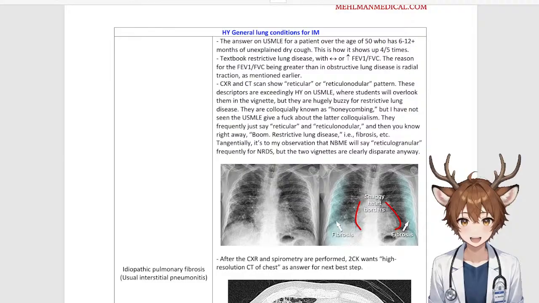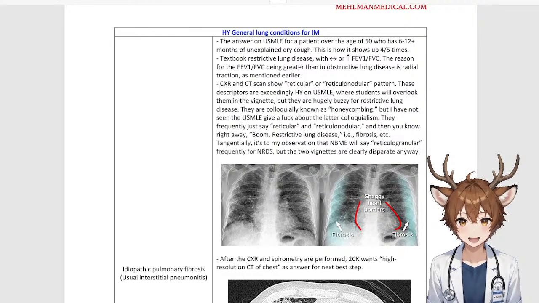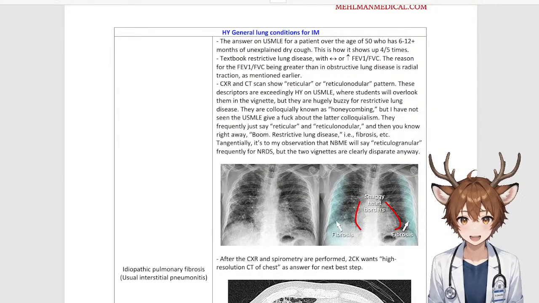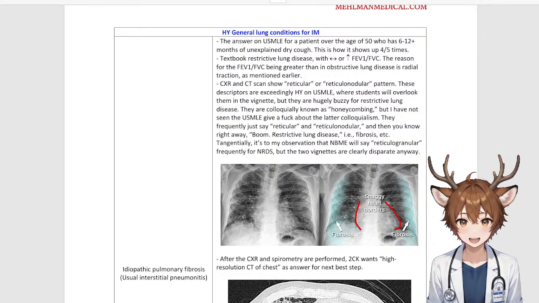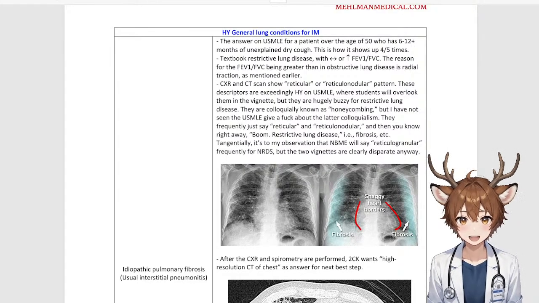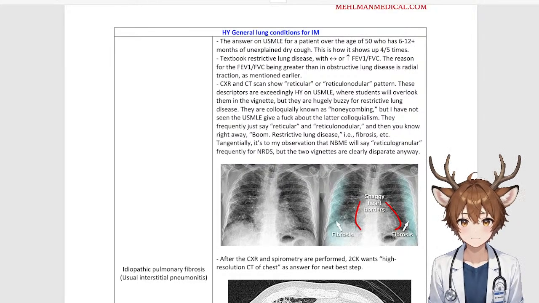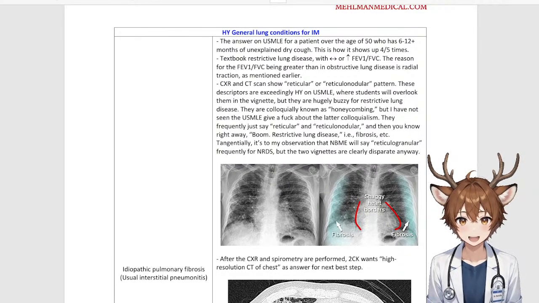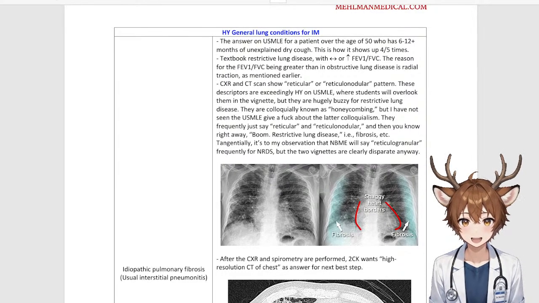Again, they frequently just say reticular and reticulonodular, and then you know right away, boom, restrictive lung disease, i.e. fibrosis, etc. Tangentially, it's not my observation that NBME will say reticular granular frequently for NRDS, but the two vignettes are clearly disparate anyway. So here's a picture here. You can see this picture. It says fibrosis, and then it says shaggy heart borders.